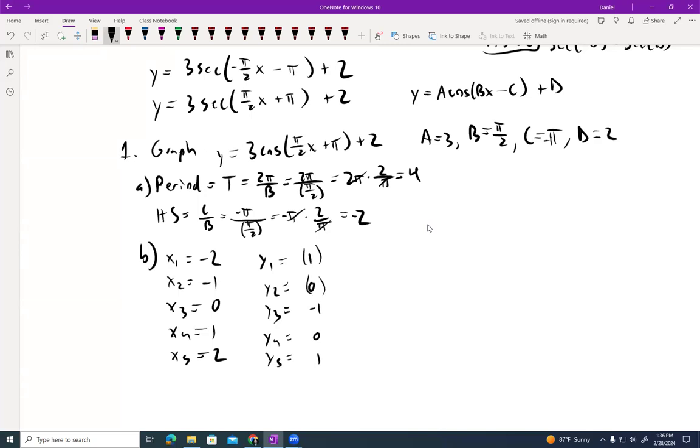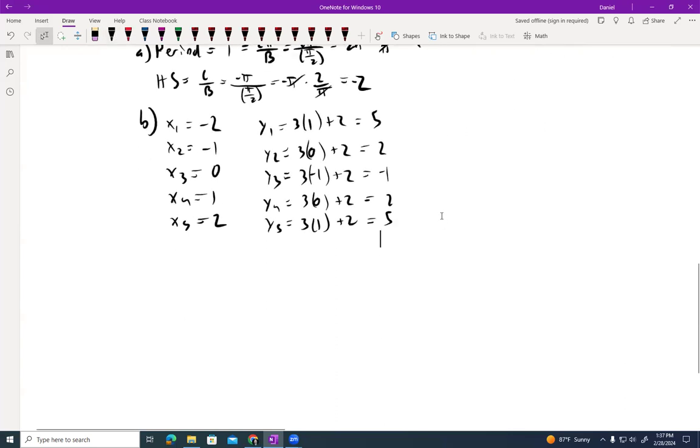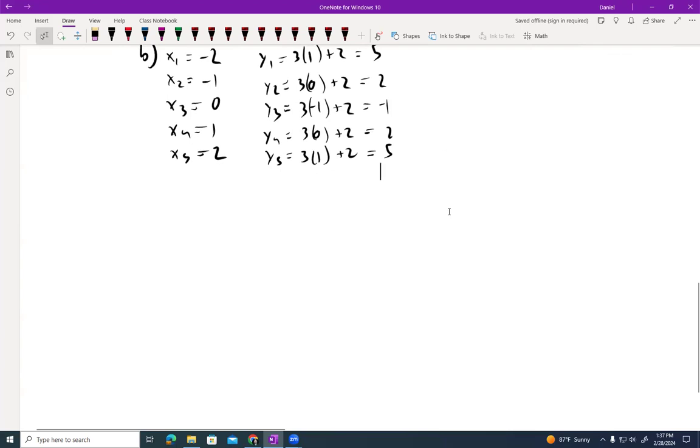Now we still do the same thing here. All of these y values get multiplied by a, which is now positive 3, and then d gets added to them, so plus 2. So we're going to get 5, 2, negative 1, 2, 5. So let's go ahead and plot this then. Oh, sorry, that was part C right there. And now part D is to plot this thing.